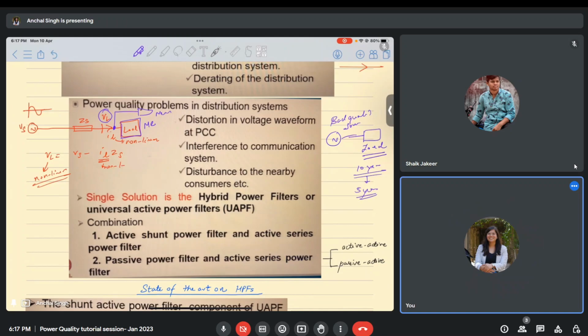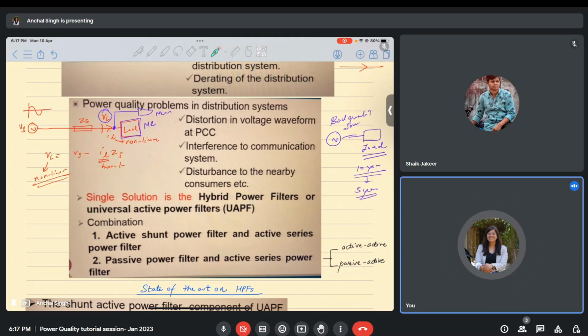Okay. So a single one-stop solution for all these kinds of problems is the hybrid power filter. Hybrid power filter is like Ramban, we call it, right? A one-stop solution for all the problems. You just have to put this filter. Although if you talk cost-wise, will this be a cost-effective solution? That might not be. So that is a different discussion.